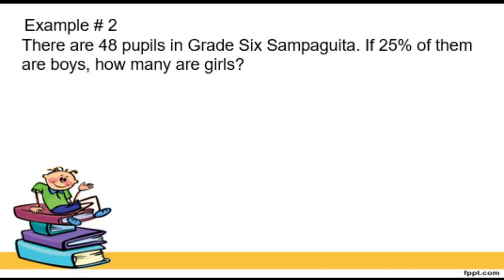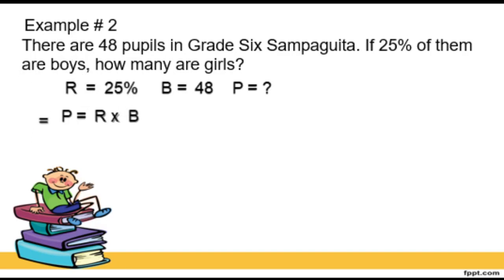Of course, we have to solve how many are boys first. Again, it says 48 pupils in grade 6 Sampaguita, 25% of them are boys. So let us solve first the P. Okay, so we have the R is equal to 25%, and then we have the base is 48 and the P is unknown. So, of course, the P will now become the boys. Okay, so P is equal to R times the base. And R is equal to 25% times the 48, which is the base.